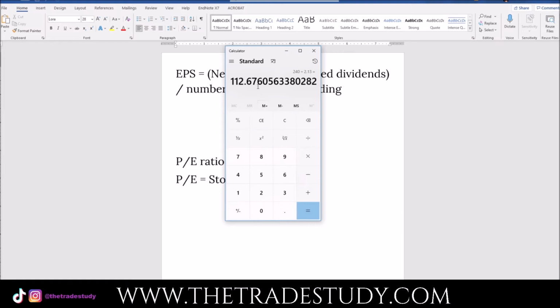So if you want to make a purchase of shares in this company, you're looking at a PE ratio of about 112.67 times earnings.